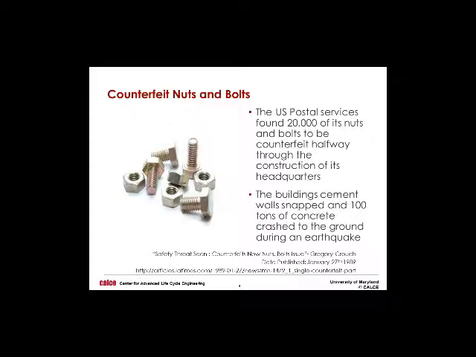I mean, this is literally talking about nuts and bolts, and even the U.S. Postal Service found this situation in the construction of its headquarters. And if you look at the date of this, it's 1989. It's before we even started talking about counterfeit electronics.